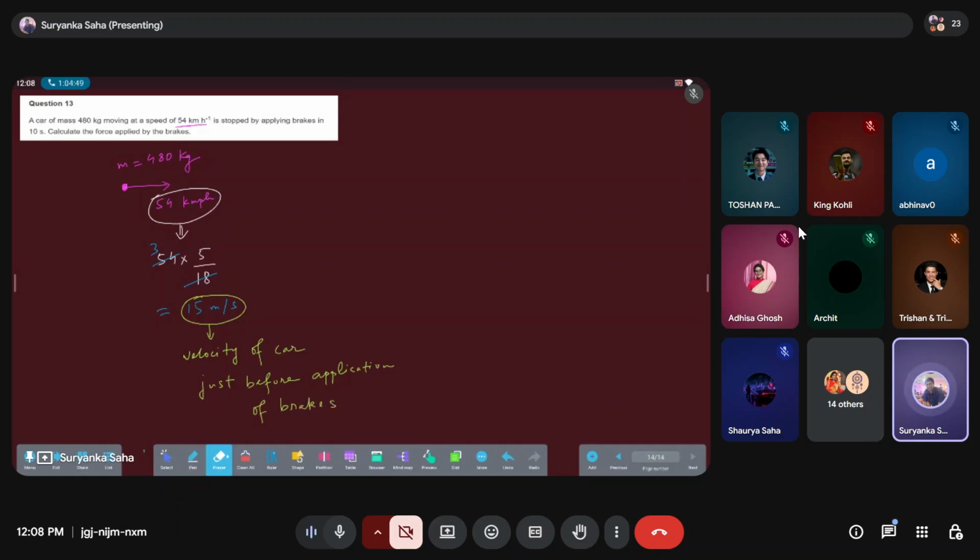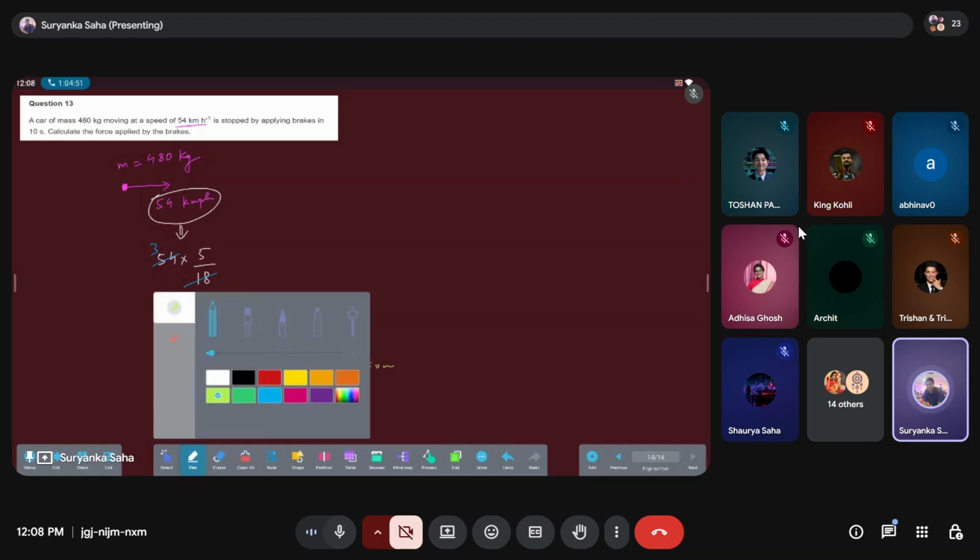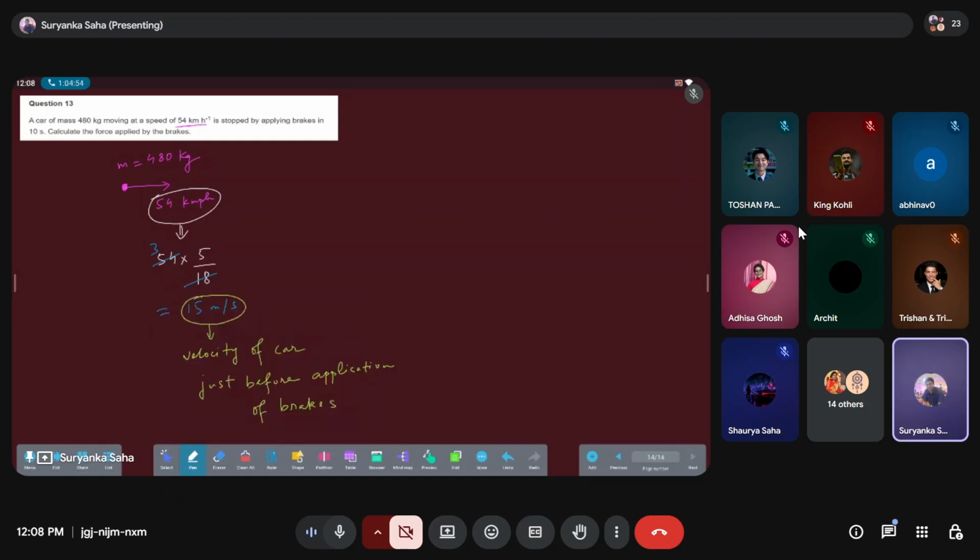Now I will draw the journey during which the brakes are applied. Suppose here the velocity is 15 just before application of brakes, and brakes are applied. So here, what will be the velocity in this last position? What will be the velocity? Bolo? 0. Stopped. Yes. Stopped means 0 because the car is stopped. Very good.